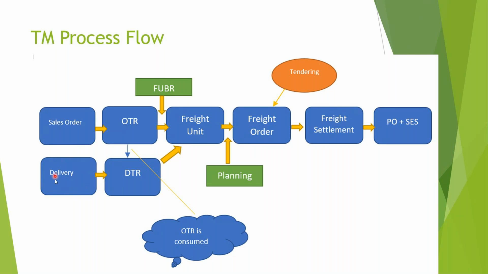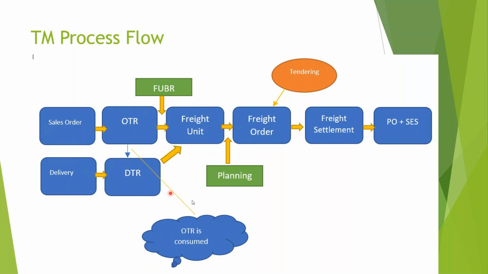Once the delivery gets created, as I said, when the sales order is replicated to the TM system, it becomes OTR. Similarly, when the delivery gets created, the TM creates a source document for the delivery called DTR, which is the delivery based transportation requirement. The freight units which were created earlier and assigned to the OTR will be automatically assigned or redirected to the DTR document, because the OTR will be consumed and no longer used, as all the planning is already done.